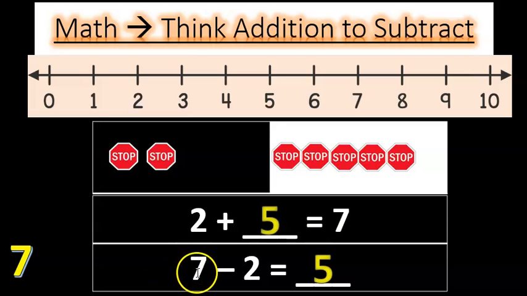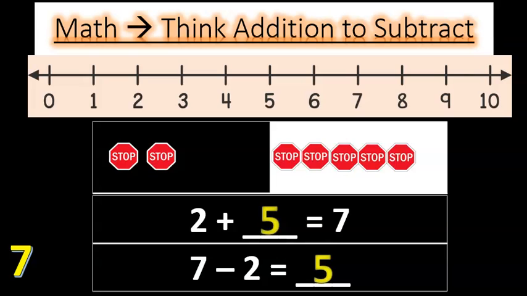Now, let's read it. 7 minus 2 equals 5. Let's read it again. 7 minus 2 equals 5. Now your turn to read it. Go. Good job, boys and girls. Now remember, today is going to be the last day we're going to do this, okay? If you forget this, rewind the videos and watch it again.